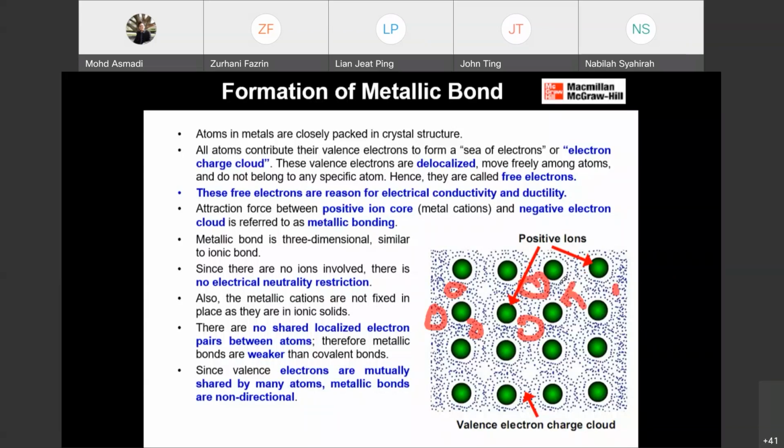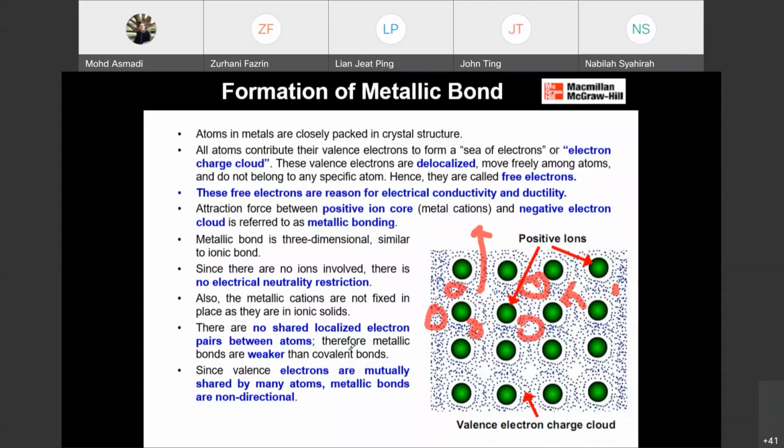What else? No electrical neutrality restriction. It can flow electricity. That's why you have to be careful with stainless steel alloy or aluminum. No shared localized electron pairs between atoms. Since valence electrons are mutually shared by all atoms, metallic bonds are non-directional.